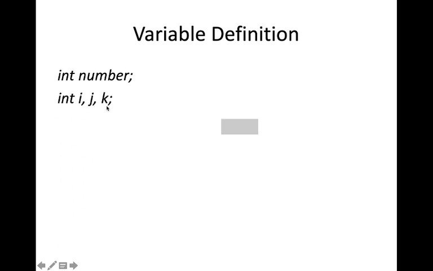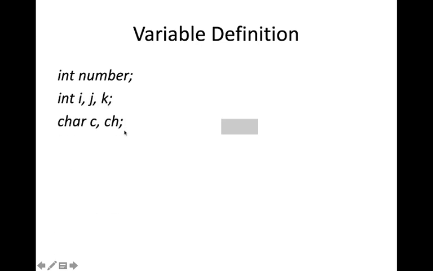Int i, j, k. This means we have declared three variables i, j and k. All these are of integer type. So 2 bytes will be allocated for i, 2 bytes for j, and 2 bytes for k. If it is a 32-bit system, then it will be 4 bytes for each.